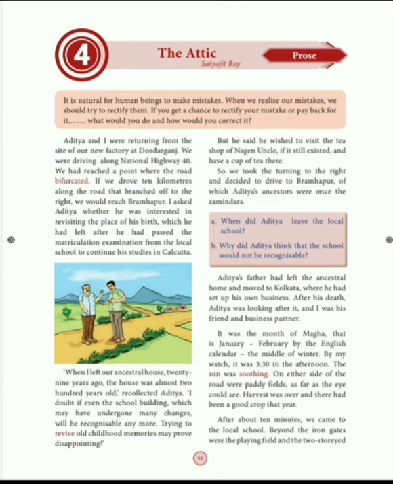So, first I am going to introduce all the characters to you. The main character is Aditya. His full name is Aditya Narayana. And he had a friend, that is Satyajit Ray. Hope you remember this name, Satyajit Ray. Satyajit Ray is the writer of this story, this prose. So Satyajit Ray and Aditya Narayana, they both are friends. Keep in mind, they both are friends. So two characters you have to keep in mind, that is Aditya and Satyajit Ray.